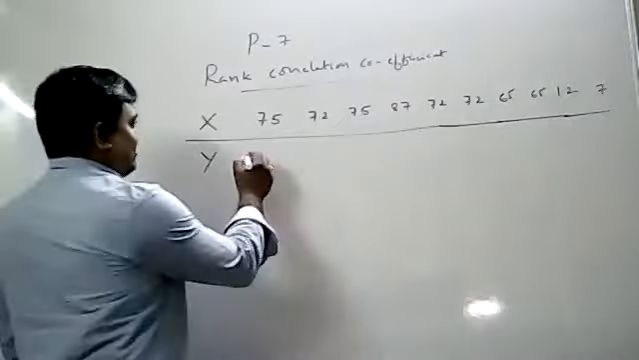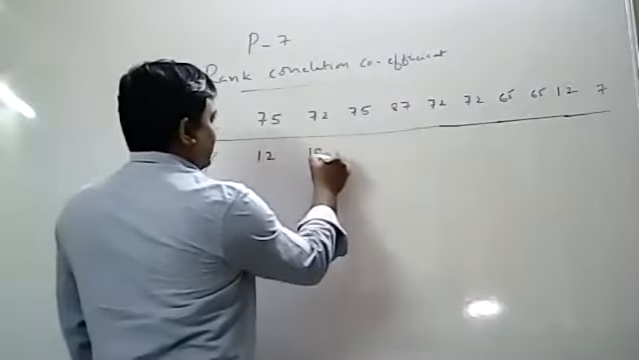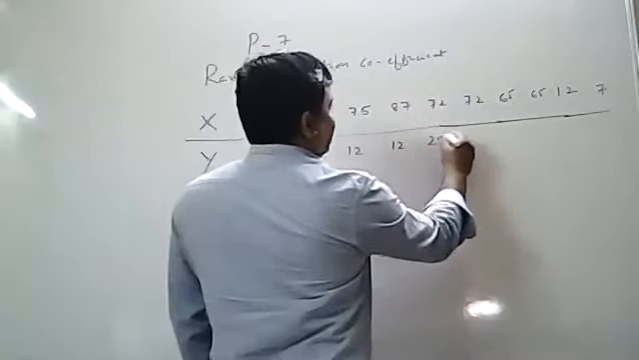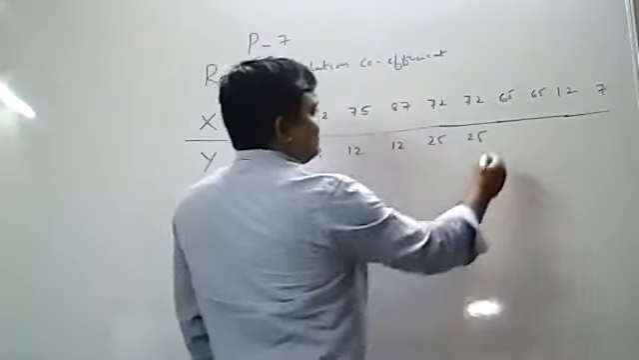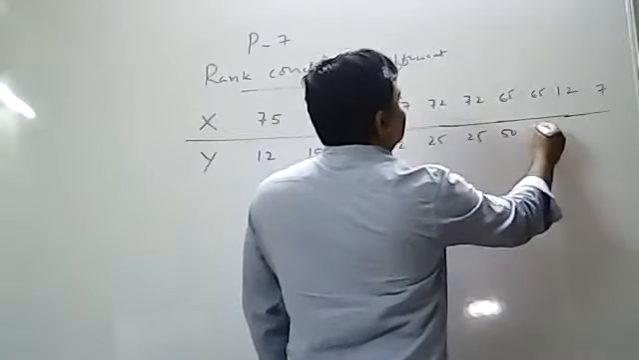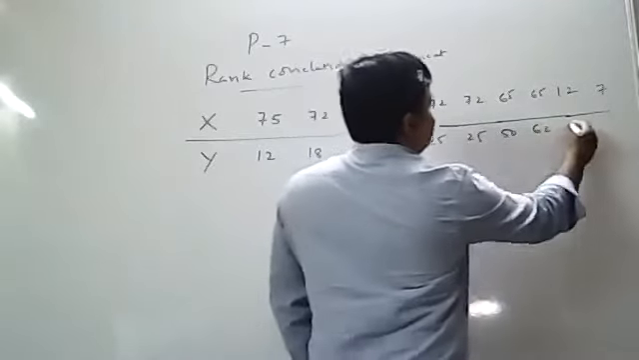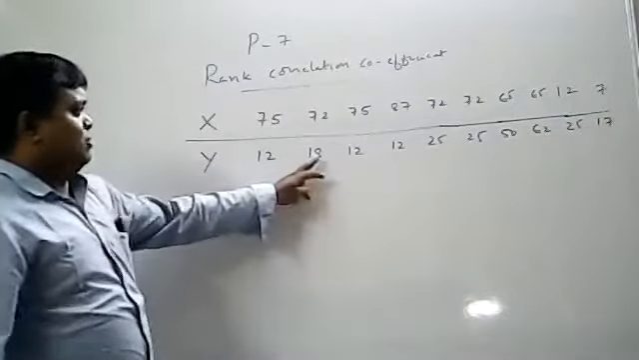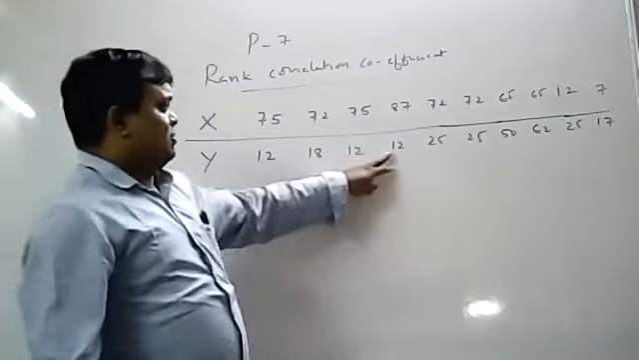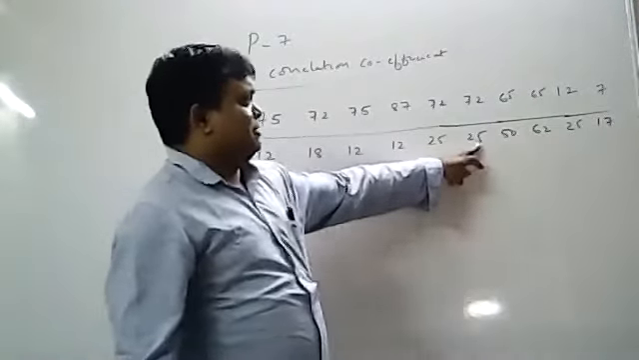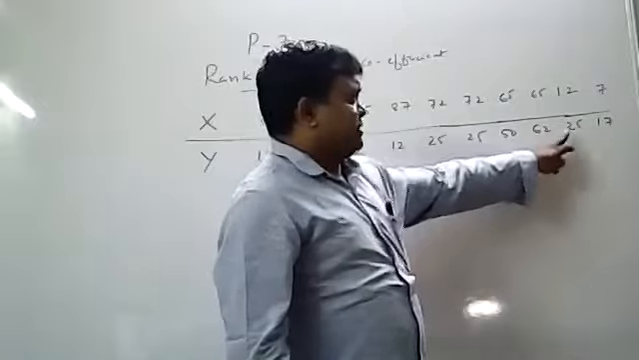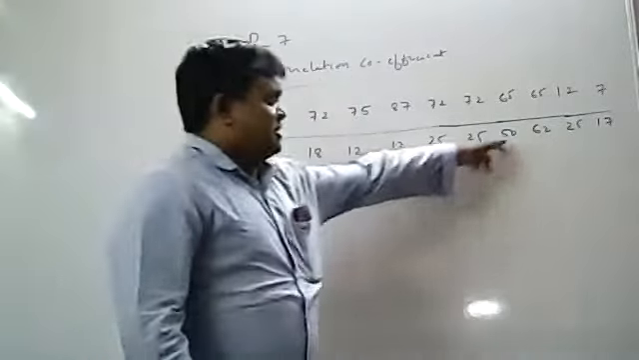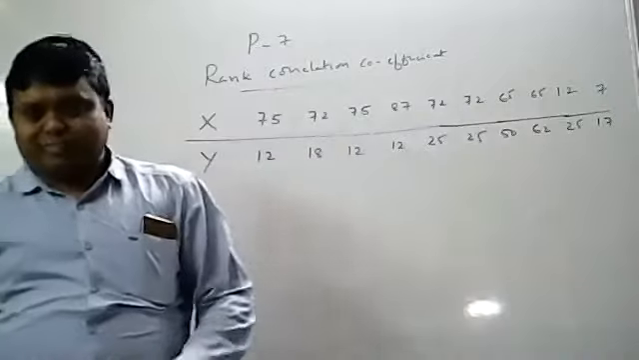Now write the y values: 12, 18, 12, 12, 25, 25, 50, 50, 62, 25, 17. Total how many values? 3, 6 plus 4, 10 values. So this is the problem I have given.